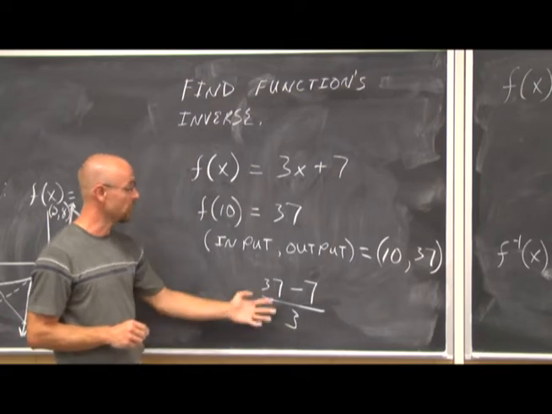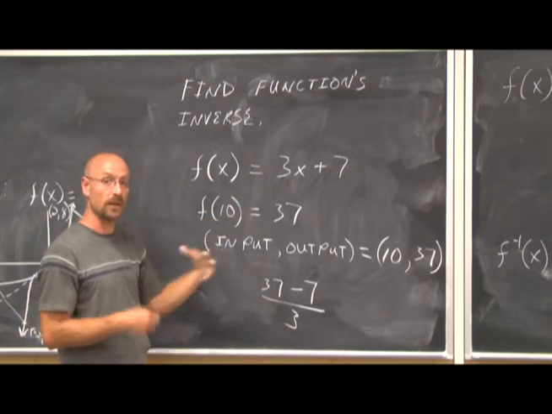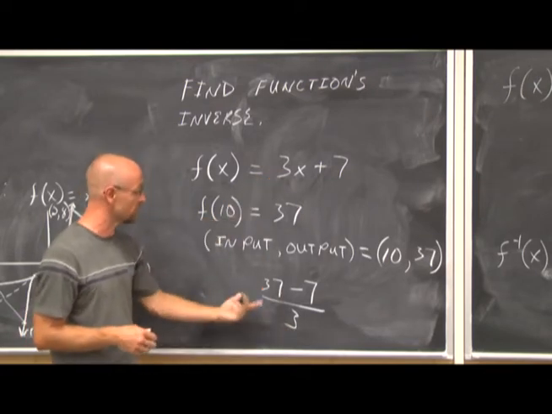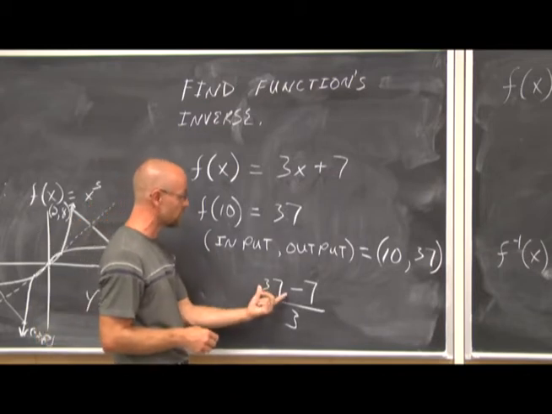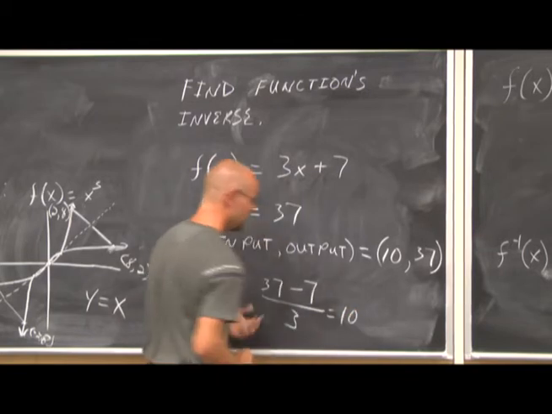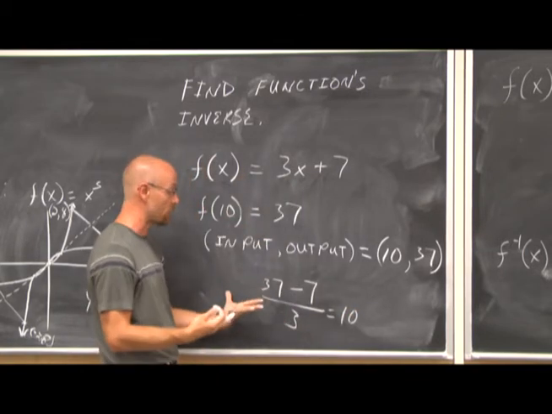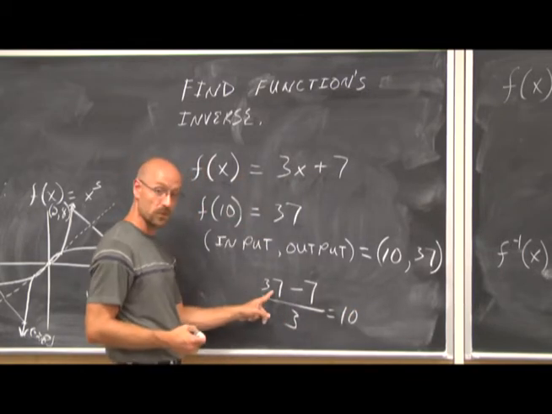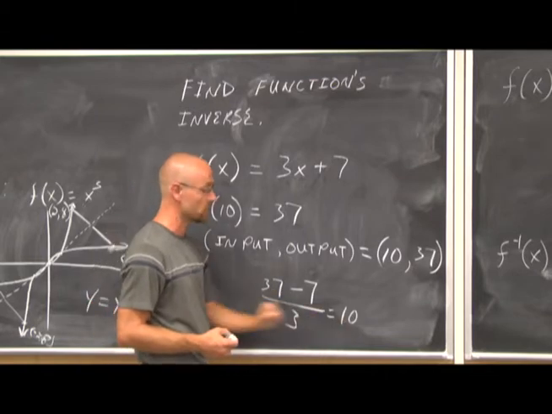So we did the inverse operations, and that's why it's called the inverse function. It undoes it. If we actually do this, 37 minus 7 is 30. 30 divided by 3 is 10. In this case, with the inverse operation, our input was 37, and our output was 10.